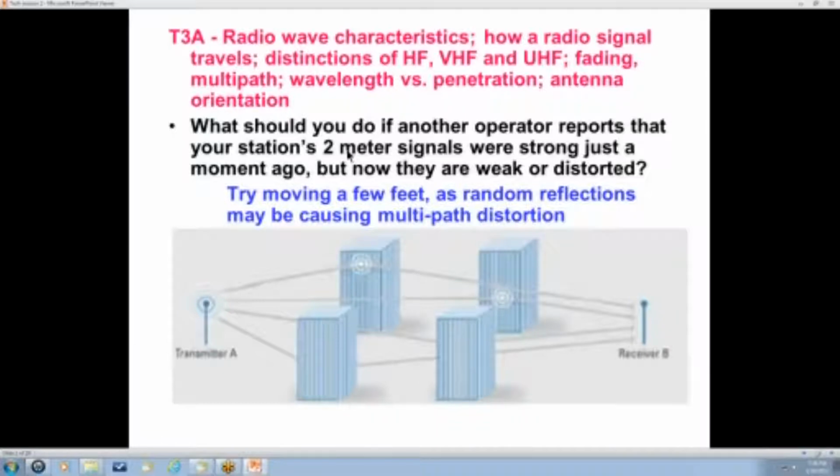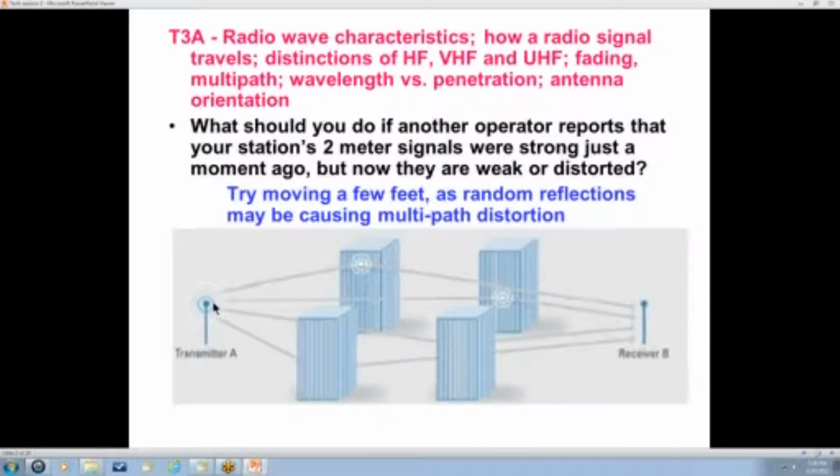Okay, and the first question in that is, what should you do if another operator reports that your station's 2-meter signals were strong just a moment ago, but now they're weak or distorted? And it says try moving a few feet as random reflections may be causing multipath distortion. And what the graphic here is showing is a transmitter, and the signal from that is bouncing off of these buildings that are between it and the receiver.